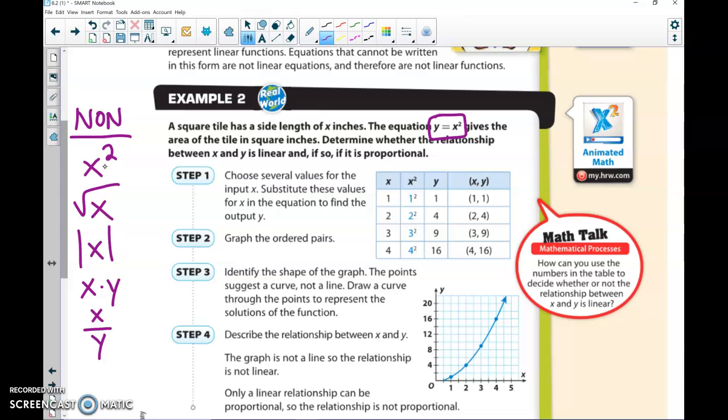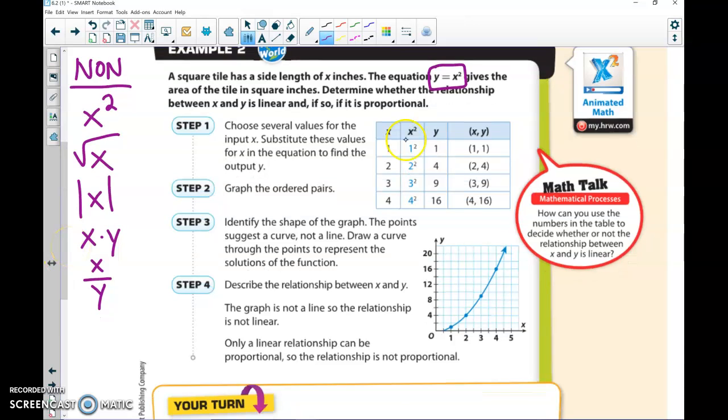So most equations we're going to look at are going to be linear. So unless they have one of these funky things in here, it's going to be a linear equation. So right here, I don't even have to look any further. I can see because it has an exponent, it has that x squared, it's going to be non-linear. So they went ahead and filled out a table. So 1 squared is 1, so 1, 1. 2 squared is 4, so 2, 4. 3 squared is 9, so 3, 9.